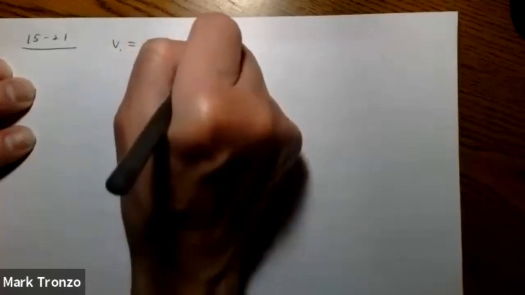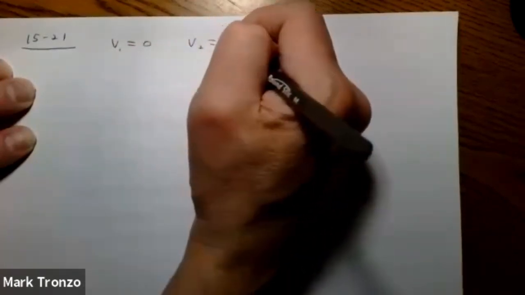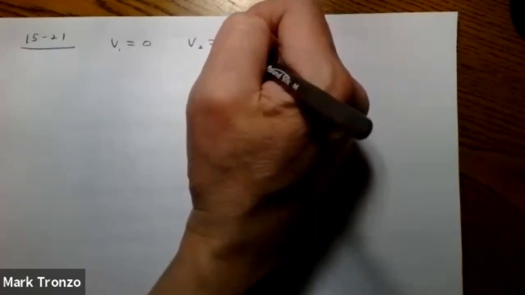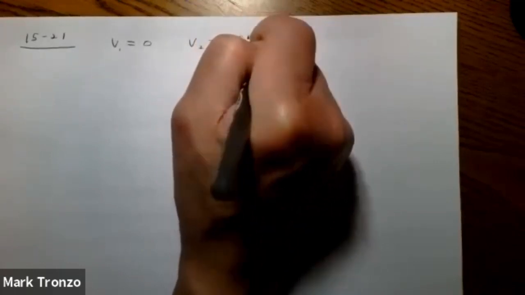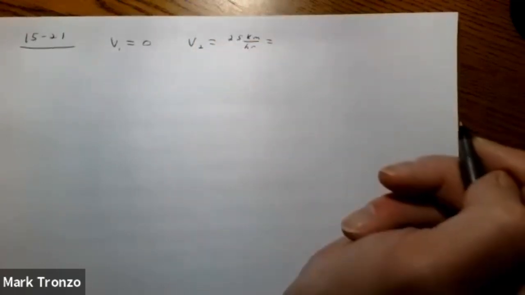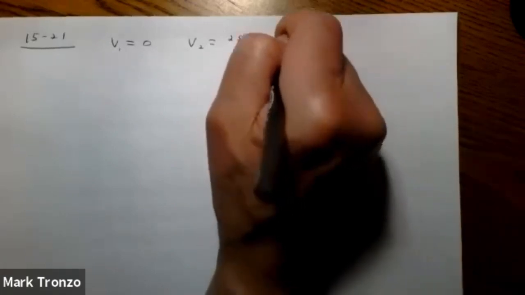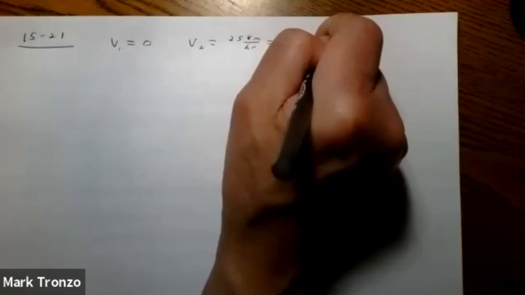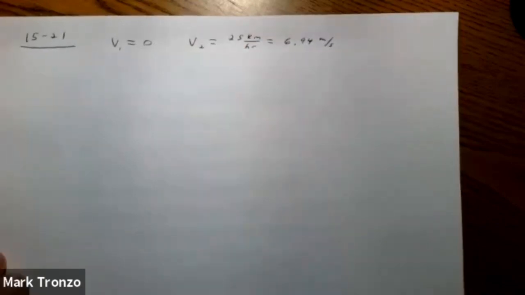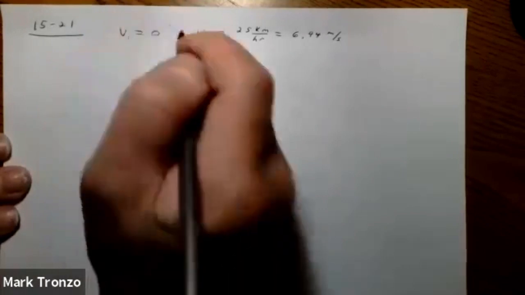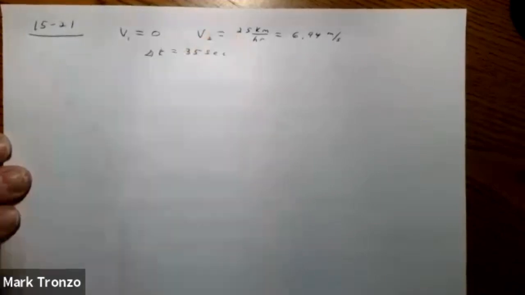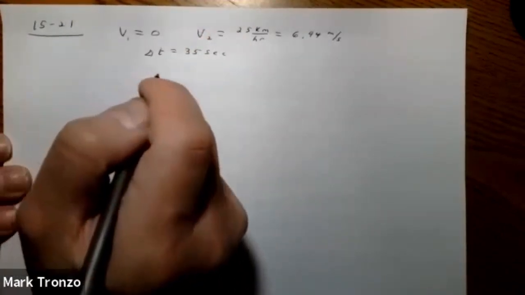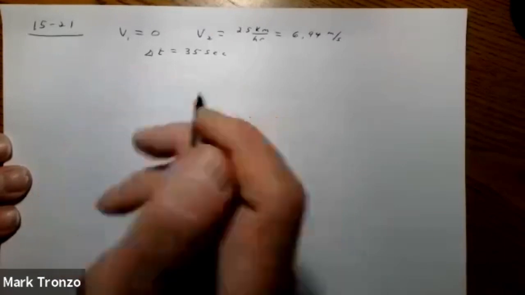So it's starting out, say v1 is 0, and then v2 is going to be our 25 kilometers per hour. So 25,000 divided by 3,600 gives us 6.94 meters per second. And then the change in time we're given is 35 seconds. And apparently there's no friction or anything.